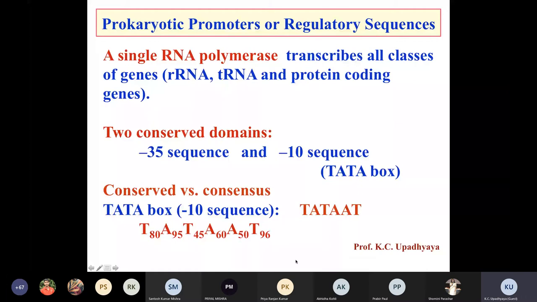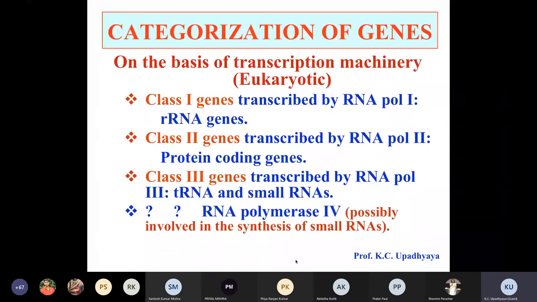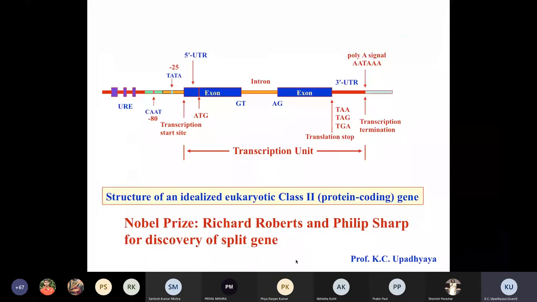So this is now a structure of a eukaryotic gene. And this is the structure of a class 2, that is, protein coding gene. And this is what we are talking about here, that we have an intron. The majority of the higher eukaryotic genes are split genes, containing exonic sequences and intronic sequences.